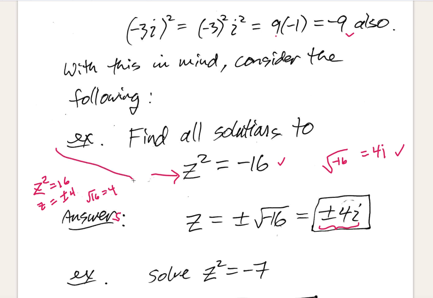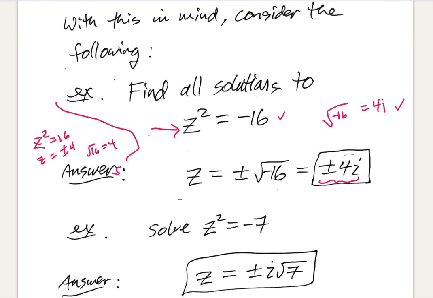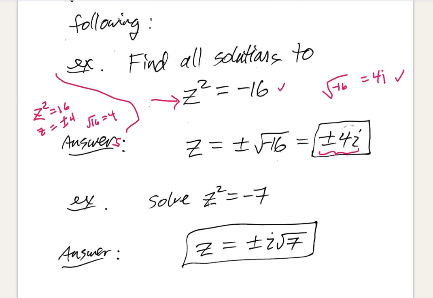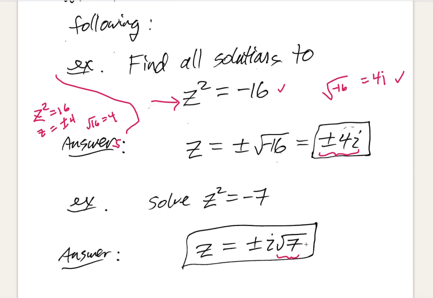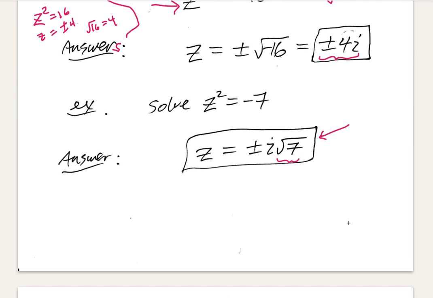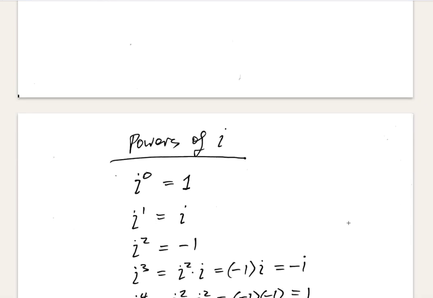Okay, that's the real case over here. All right, so just keep that in mind. Solve z squared equals negative 7. That would be what then? Plus or minus i times the square root of 7. And you could use your calculator to compute the square root of 7 to so many decimal places of accuracy, or I'm perfectly fine with you just leaving it this way, unless otherwise stated. Alrighty, I want to talk about the powers of i now.